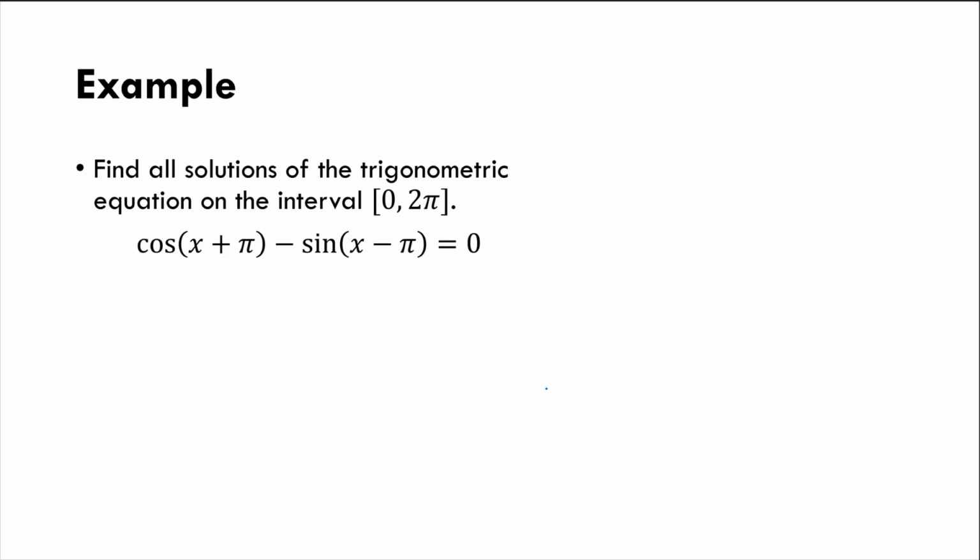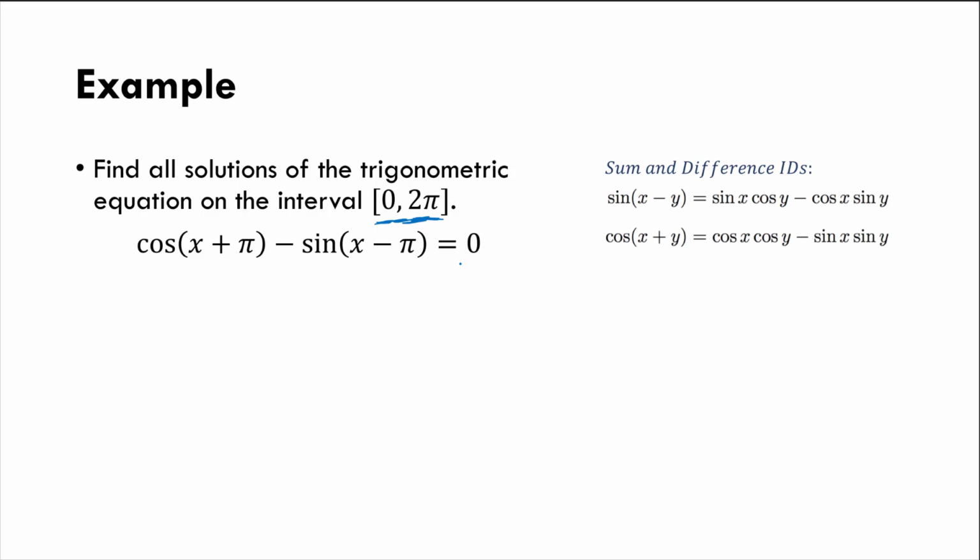Okay, find all solutions of the trigonometric equation on the interval 0 to 2 pi. So we're given cosine of x plus pi minus sine of x minus pi is equal to 0. Okay, so we're going to have to use a couple of our identities here. We're going to use our sum and difference identities of sine and cosine.